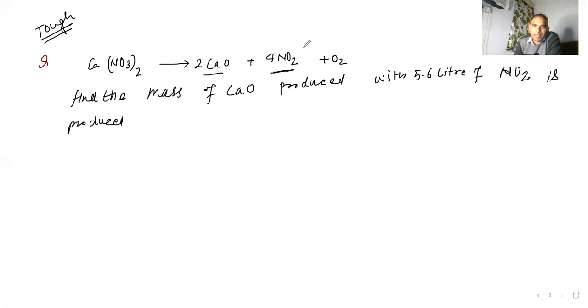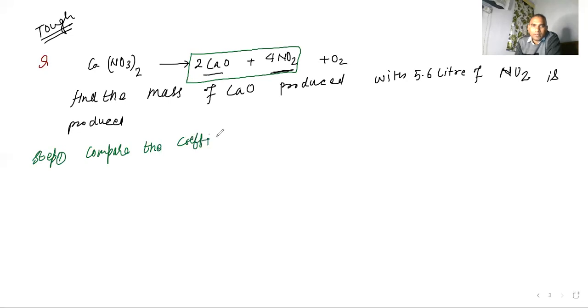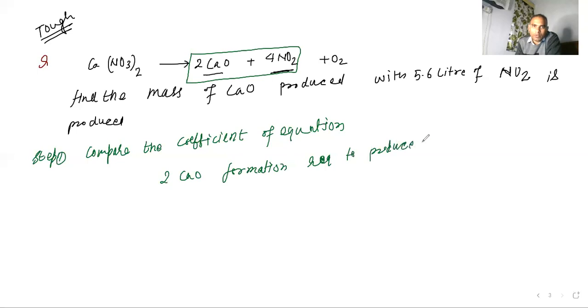So where we have to compare in this question? We need to compare from these two only, not from the other. So step one, we are doing: compare the stoichiometry, the coefficients of the equation. So how can you compare in step number one? 2 mole CaO formation required, how much is required to produce 4 mole NO2? Yes or no?